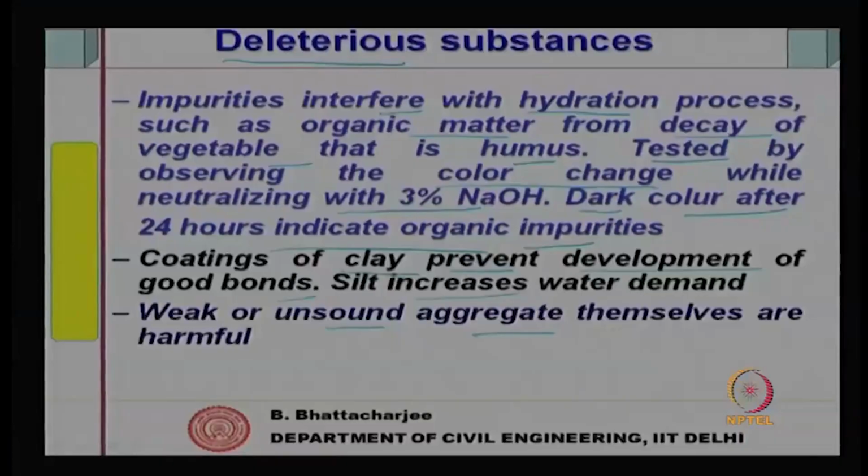Weak and unsound aggregates themselves are harmful. Weak aggregate means aggregate crushing value is very high, and you would not like them. Unsound aggregate means aggregate which will itself expand in volume and cause cracking of the concrete.